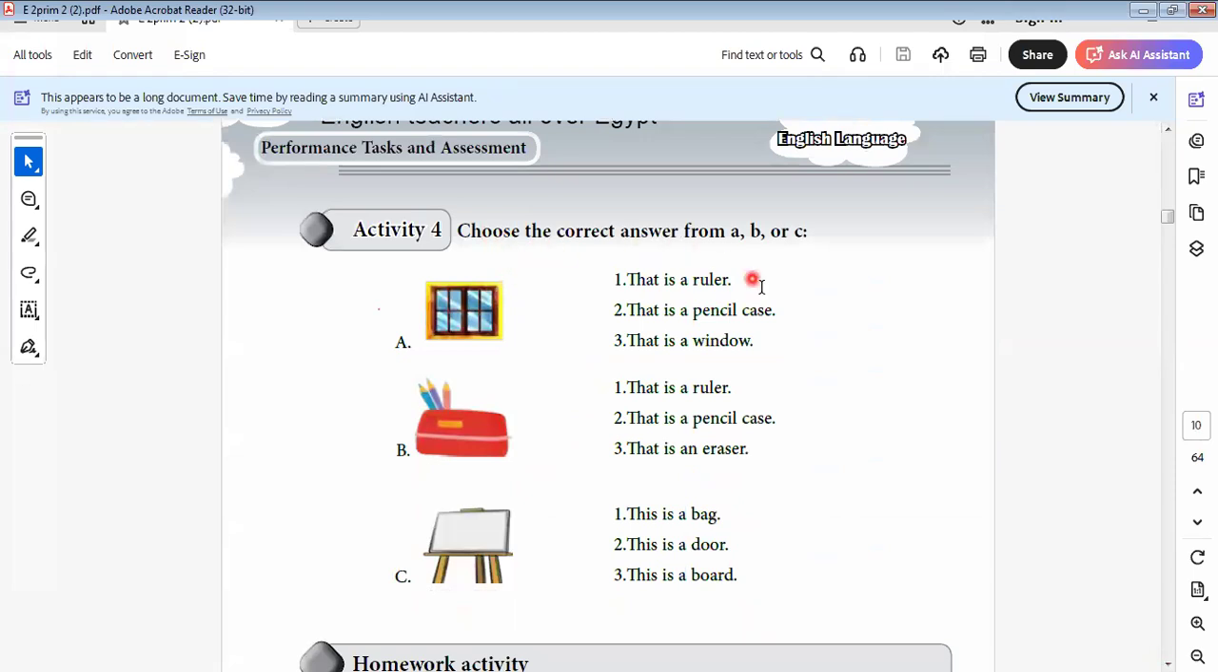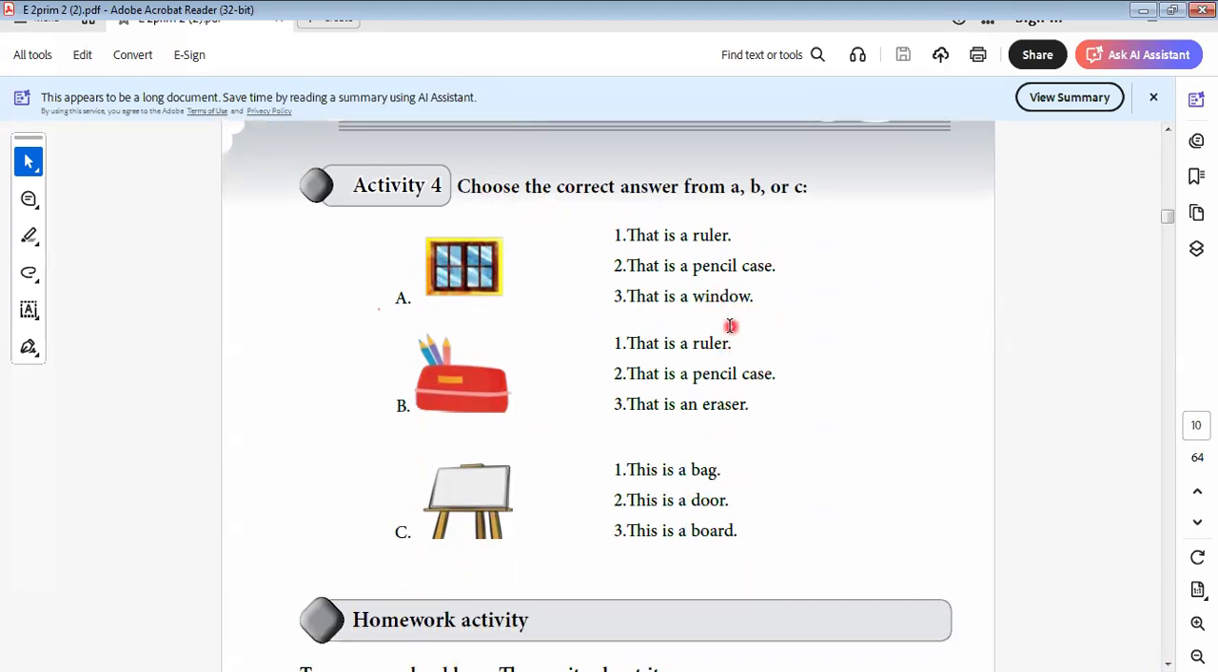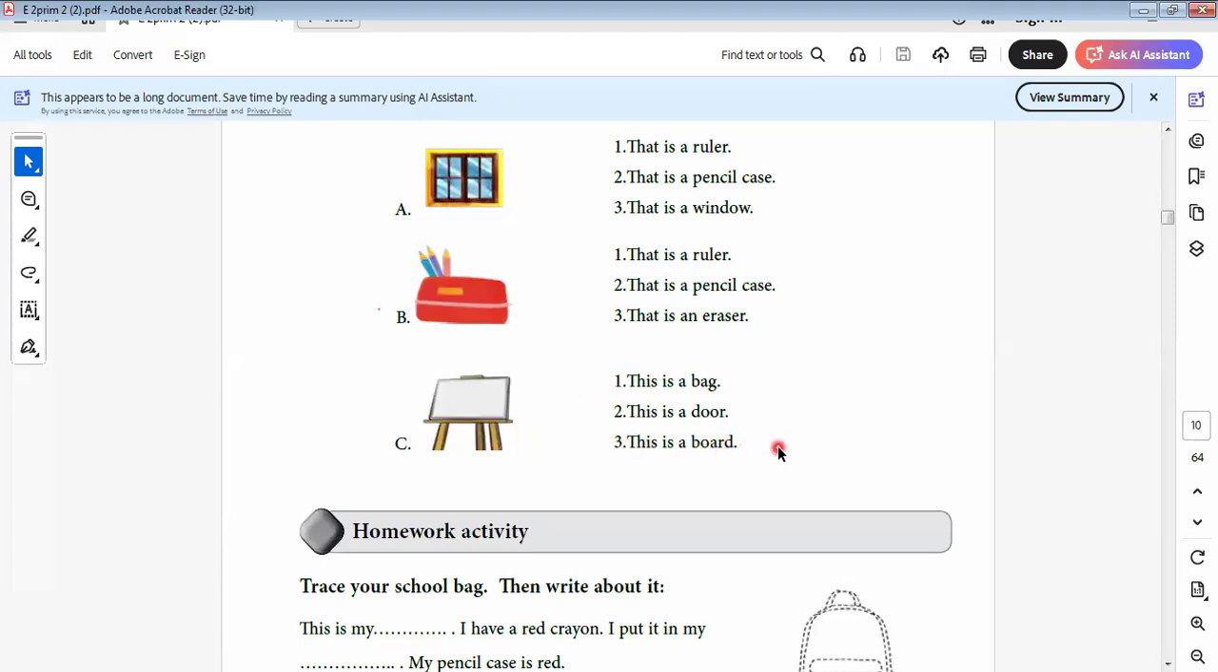Here we have, choose the correct answer. What is this? It's, that is a window. We are clever people because we learned during the lessons. What is this? Pencil case. That is a pencil case. So I select this one. What is this? This is a board. So I select this one.